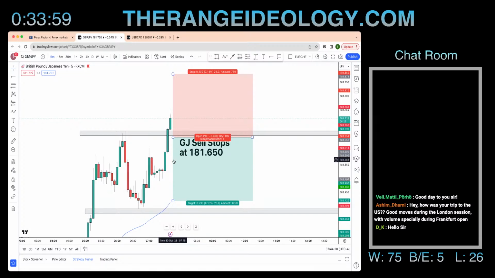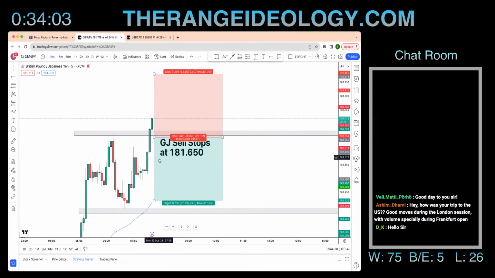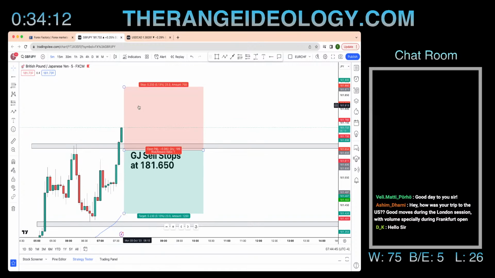But right now, the sell stops are entered at 181,650 for GJ, looking for a 23 pip TP, which is at 181,420. And the stop loss is set at, again, the 1-to-1 ratio, which is at 181,880.